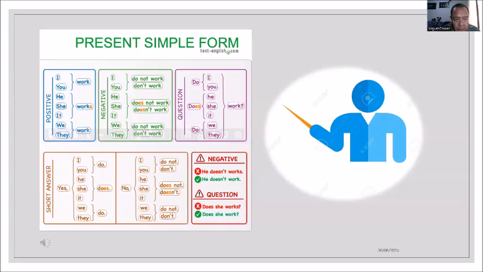To ask a question, we start with do or does, followed by the subject and the base verb. Following this structure: do or does plus subject plus base verb plus question mark. For example, do I work? Do you work? Does he work? Does she work? Does it work?